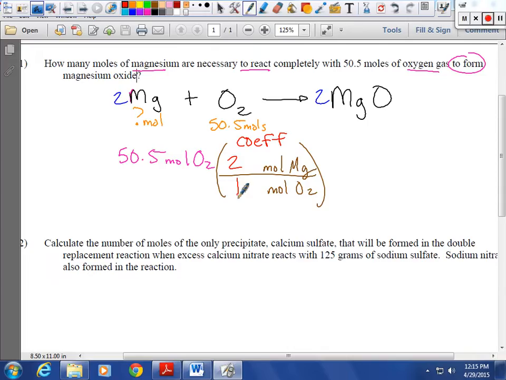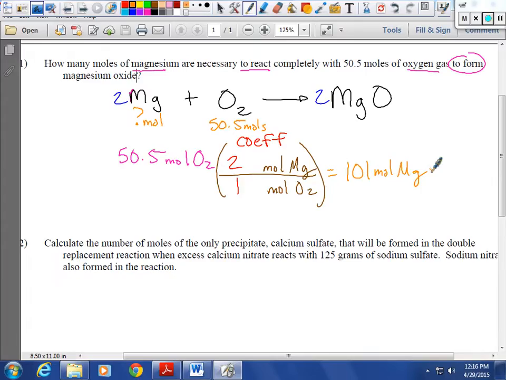Now, how many sig figs do I have in my answer? I've got 3, so I need 3. 3 in my given, I need 3 in my answer. What is 50.5 times 2? Very good, 101. 101 moles of Mg. Now, so have I answered the question?